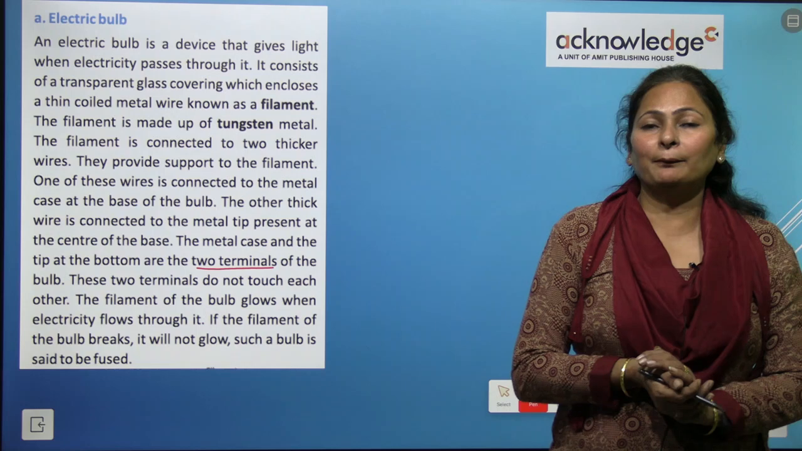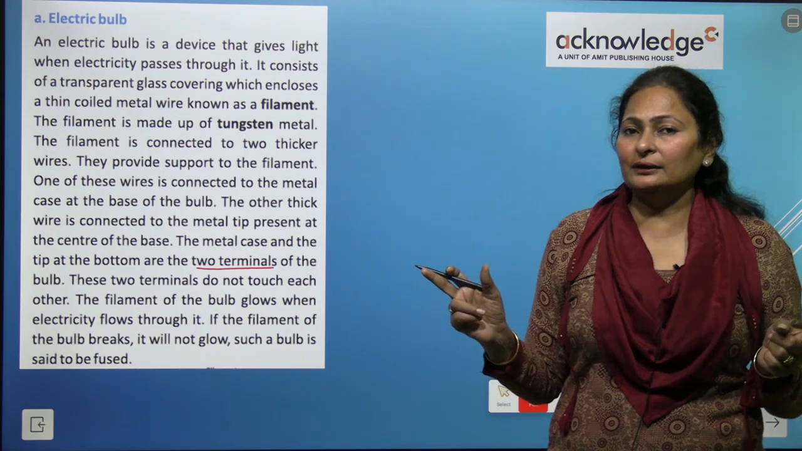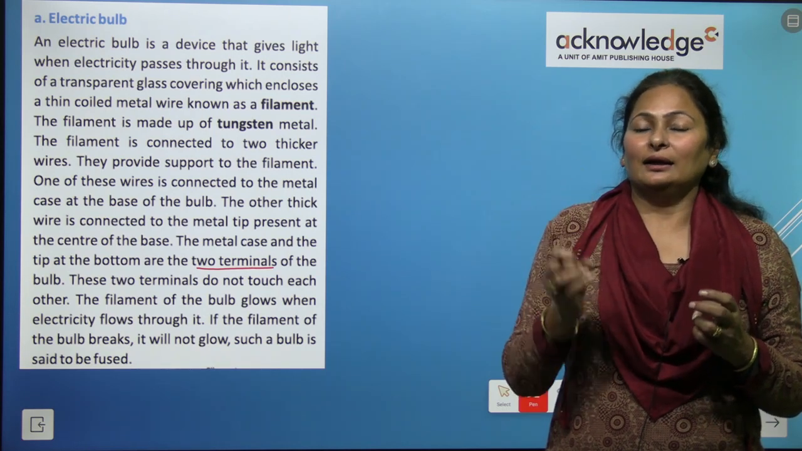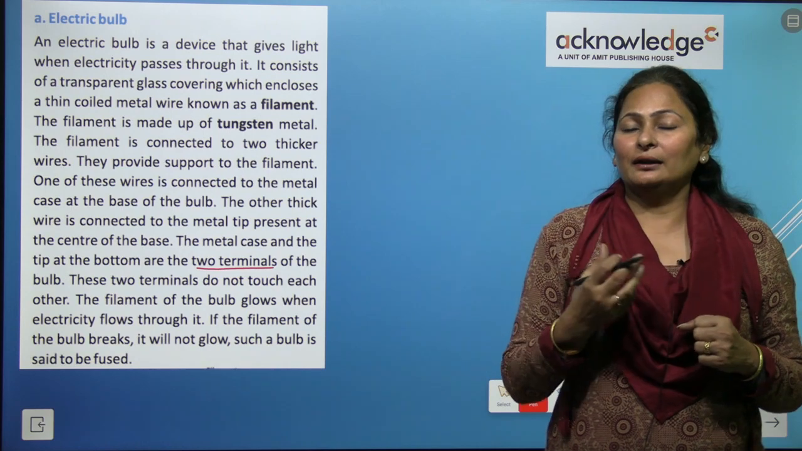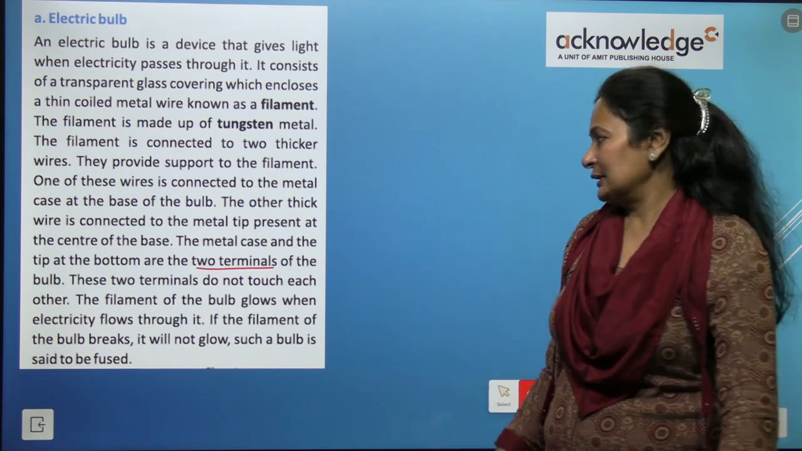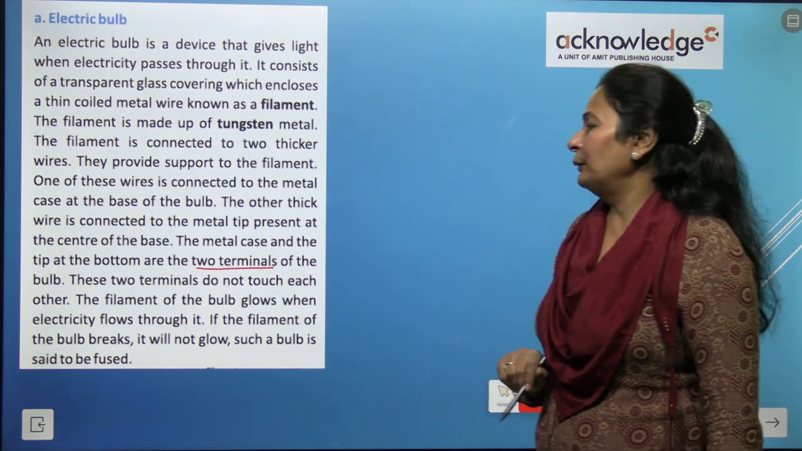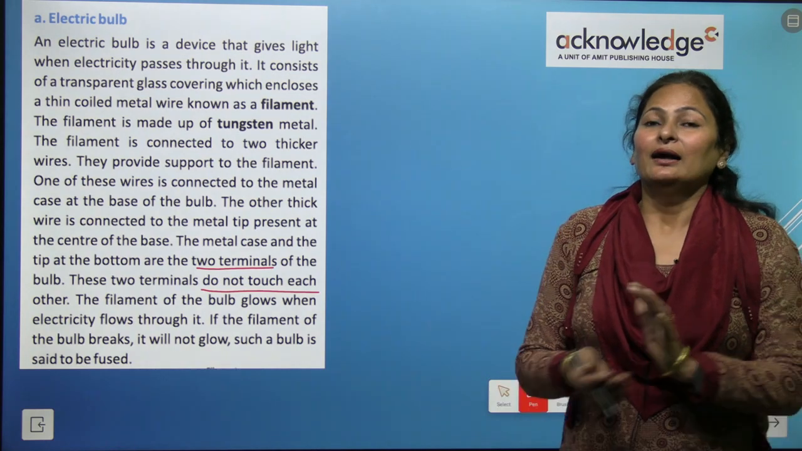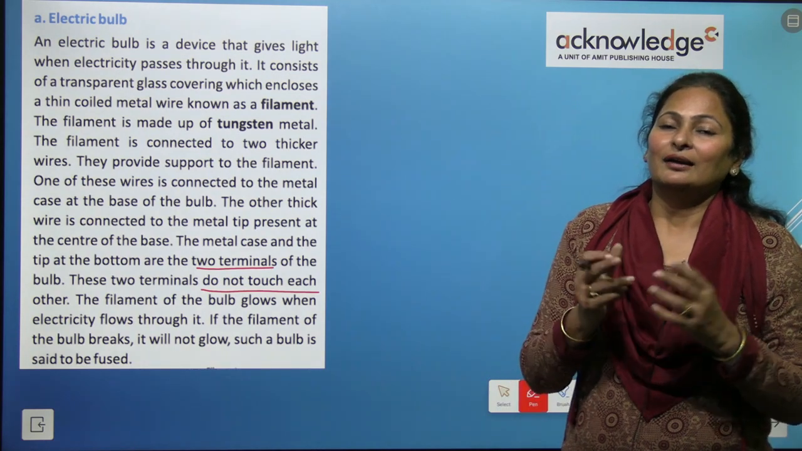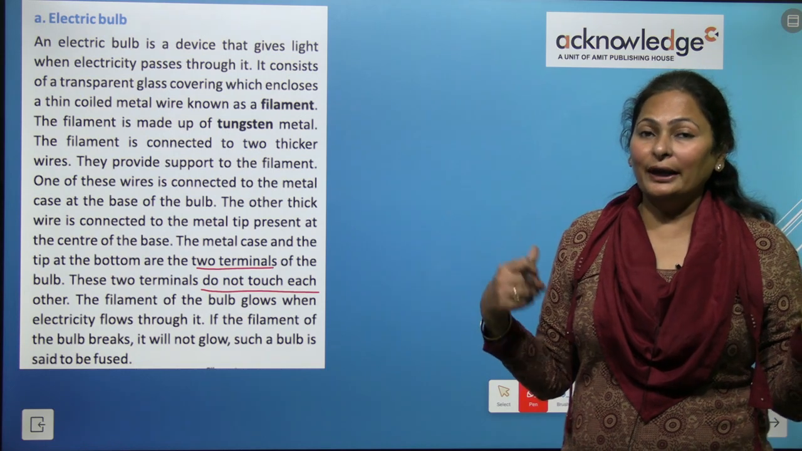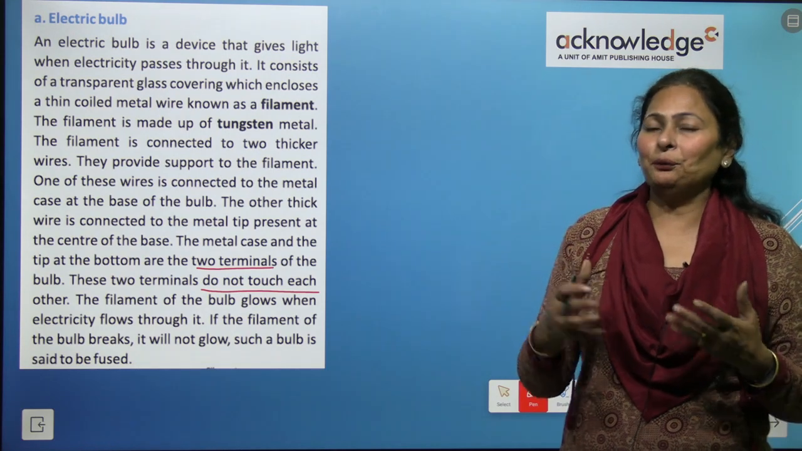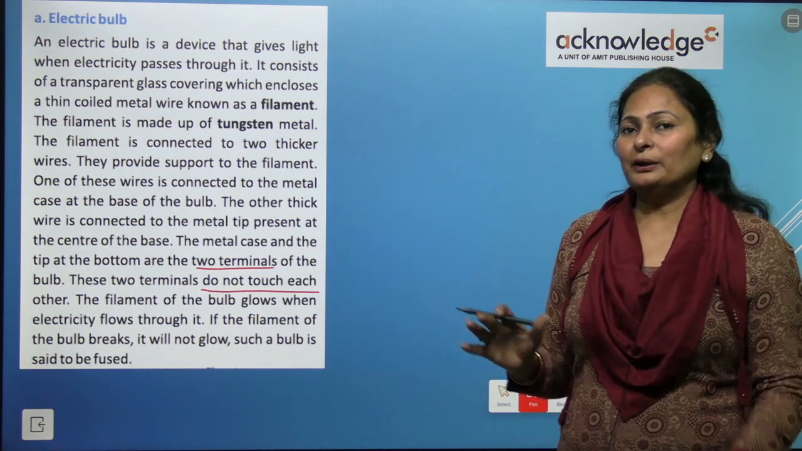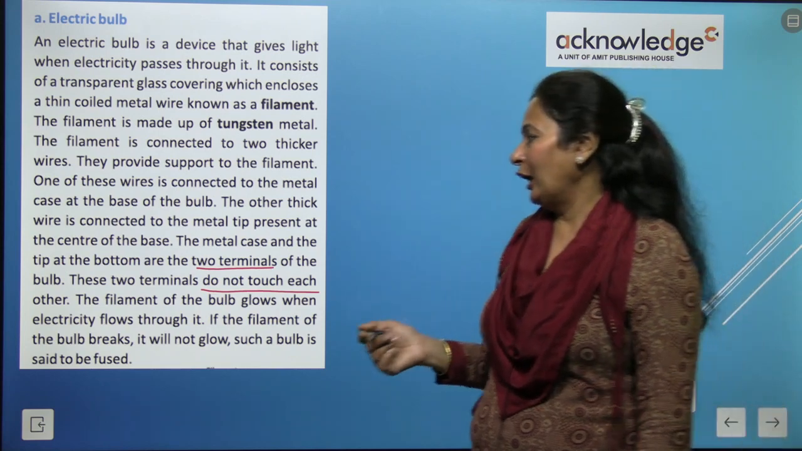We have seen the two terminals, positive terminal and the negative terminal. You should know these terminals. This is a very important term if you are studying about electricity, right? So the two terminals of the bulb do not touch each other, right? Otherwise, if they are touching, the bulb will not be able to glow. I will explain this in this chapter only. Don't worry about this. Just have the idea how it works.